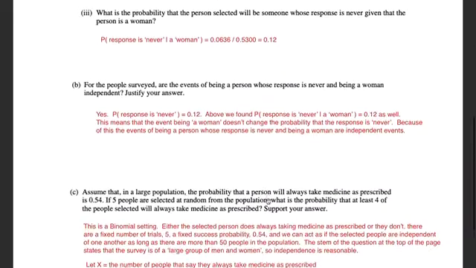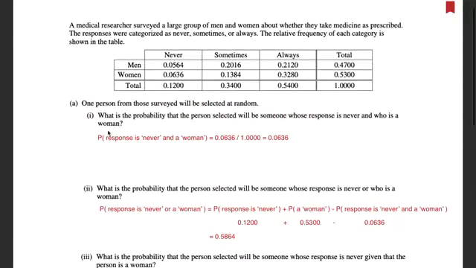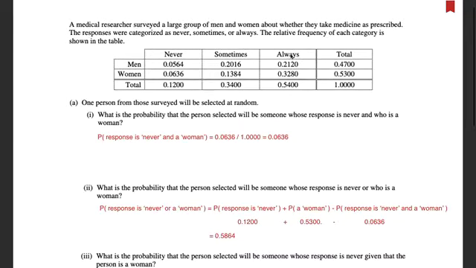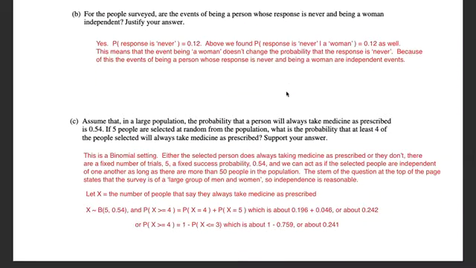So part C of the question then, if you read this part carefully, when you read this, you should recognize that this is going to end up being a binomial situation. So it says, assume that in a large population, the probability that a person will always take medicine as prescribed is 0.54. Now, the truth is they're just getting it out of the table. So always, ignoring men and women, always is 0.54. So that's the probability of always taking your medication on time. That's where that came from.